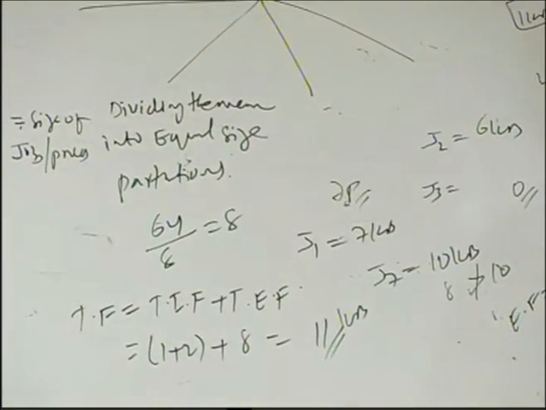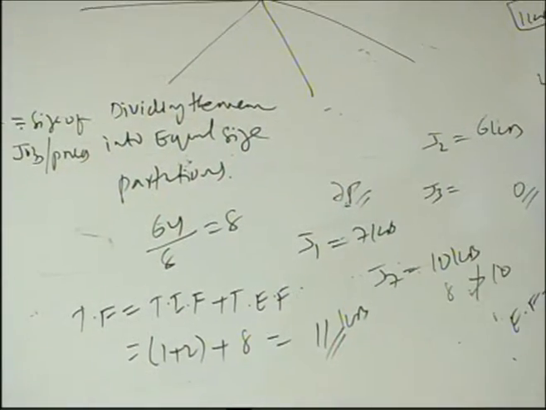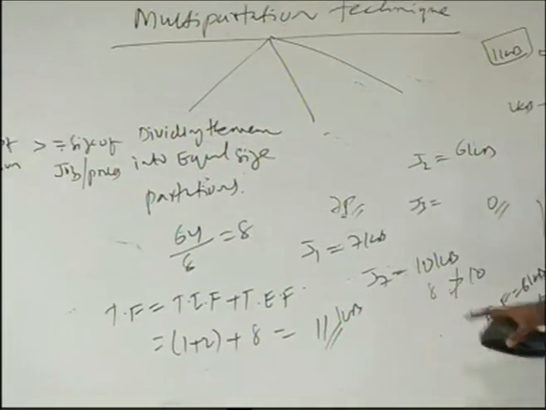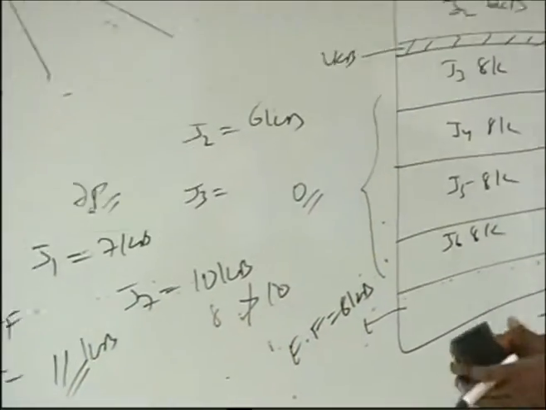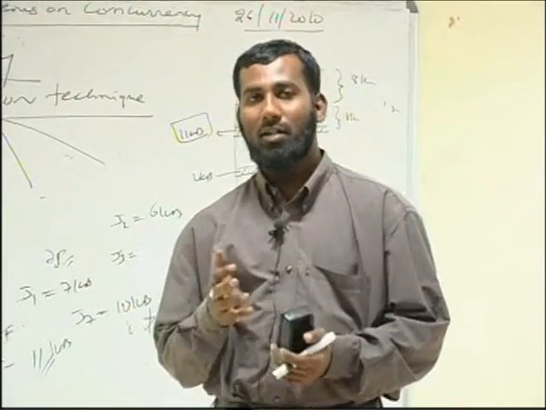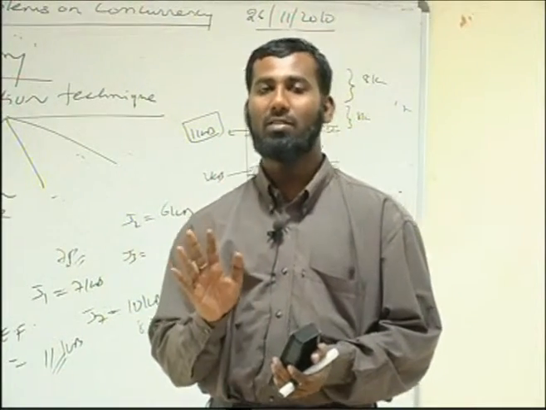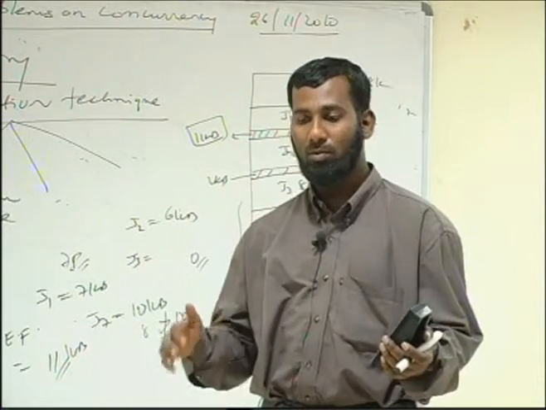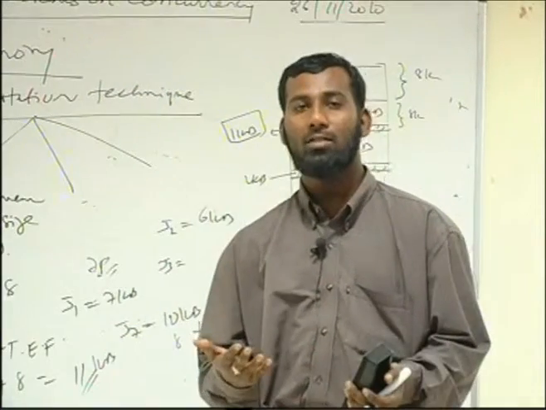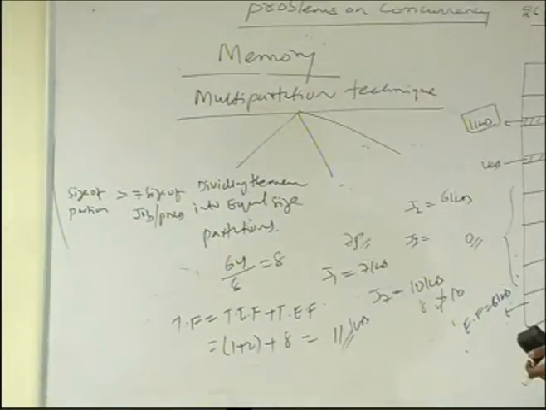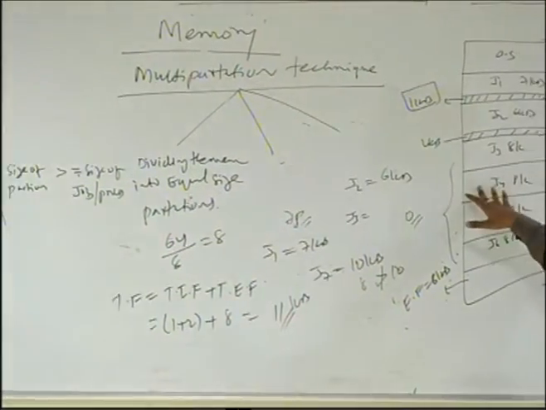Even though the total amount of free memory is 11 kilobytes, we are not able to execute a process whose size is 10 kilobytes. The advantage of this scheme is that CPU utilization is efficient and effective. Memory is also efficiently utilized, and there is multiprogramming because a number of processes are allowed into memory simultaneously. But the disadvantage of this scheme is that if the size of the process is greater than the size of the partition, it is not allowed.